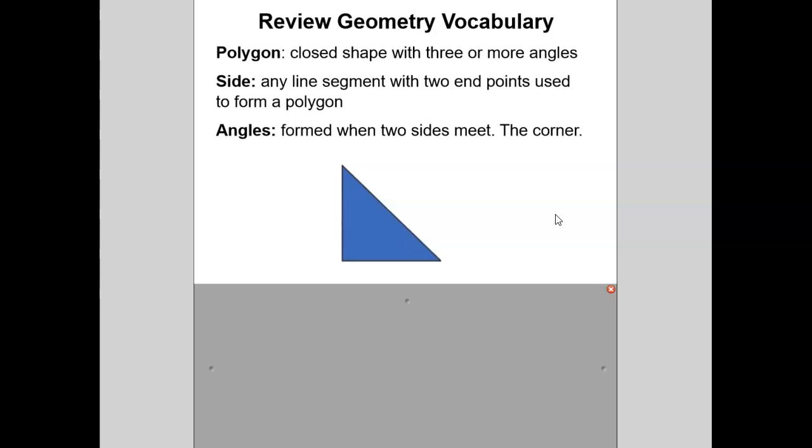Would you begin by drawing the shape in the middle of my screen on your paper? Determine the name of this shape and label the sides and angles of this shape. Pause the video and do this task, please. I hope you are able to remember that this shape is called a triangle. A triangle is a shape with 3 sides and 3 angles.